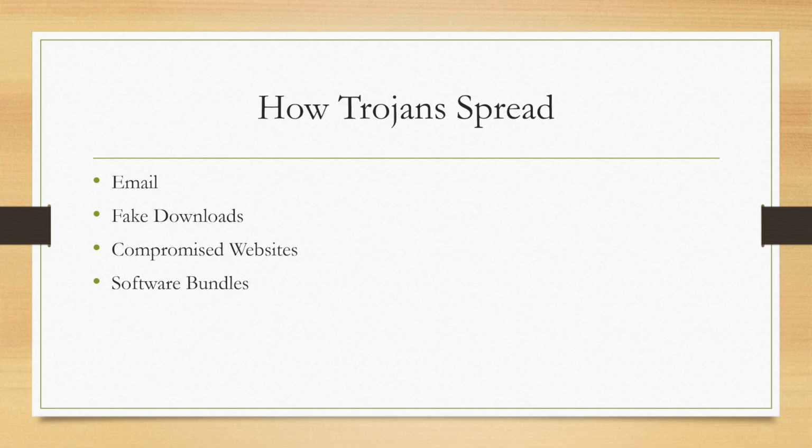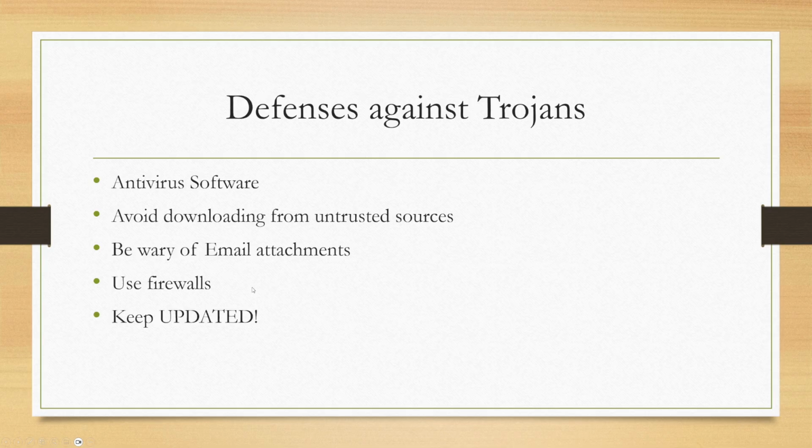Well, how do they spread? They spread through email attachments, fake software downloads, compromised websites, or even in software bundles. Trojans can be hidden in software bundles where the Trojan is installed alongside legitimate software, but users may not realize that they're installing malicious software along with the intended program. That's why you always grab your programs from the source and not from a third party.